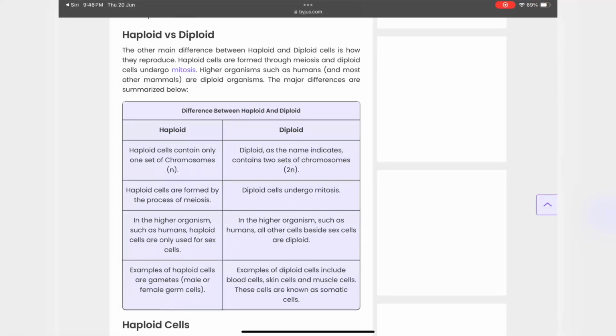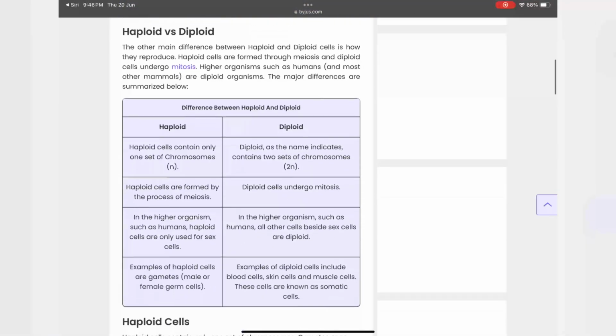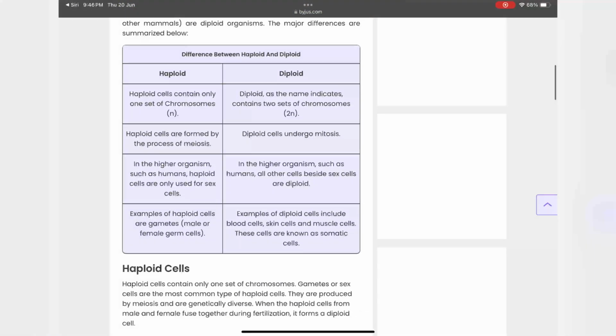The other main difference between haploid and diploid cells is how they reproduce. Haploid cells are formed through meiosis and diploid cells undergo mitosis. Higher organisms such as humans and most other mammals are diploid organisms. The major differences are summarized below. Difference between haploid and diploid.